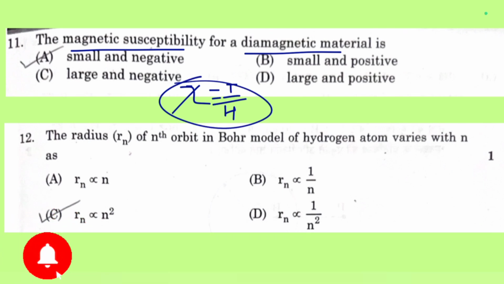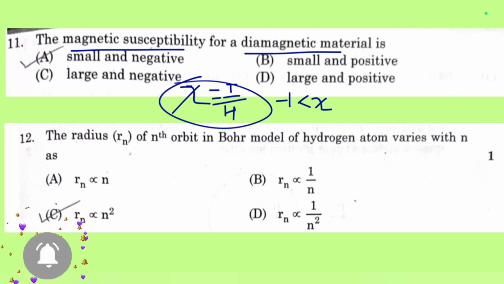So basically there are three types of magnetic material: diamagnetic, paramagnetic, and ferromagnetic. We should know that in a diamagnetic material the value of magnetic susceptibility is always small and negative, that is, greater than negative 1. That is a basic simple concept that we have to keep in mind.